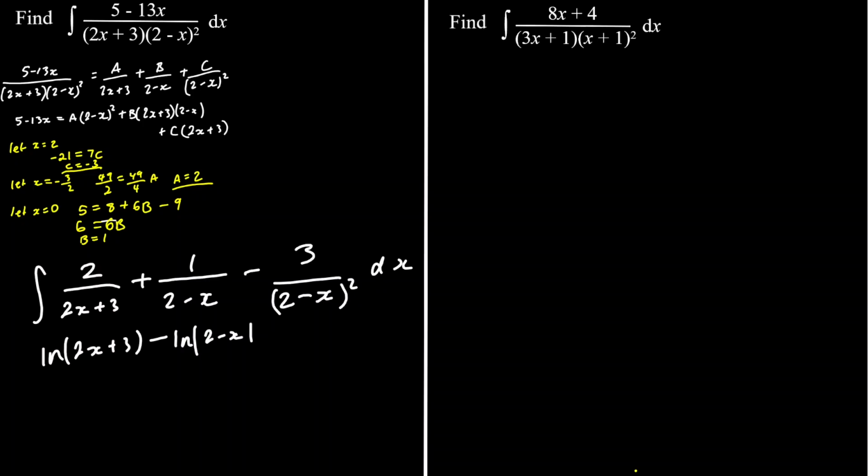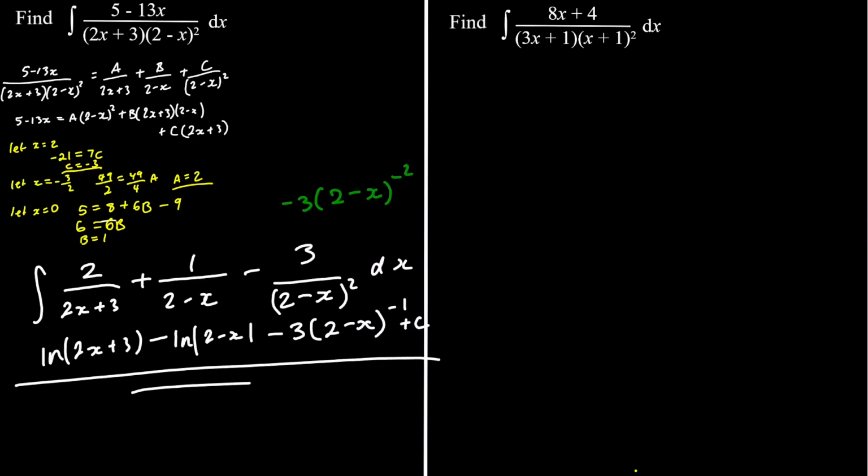And our last one, so we've got negative 3 times 2 minus x to the power of negative 2. So add 1 to the power, that will become negative 1. Divide by the new power, so it will become a positive 3. But then divide by the bracket differentiated, it will become negative again. So it's negative 3 times 2 minus x to the power of negative 1 and plus a c on the end. And again, you can check by differentiating. If you differentiate each of these terms, you should be able to go back to our integrand.